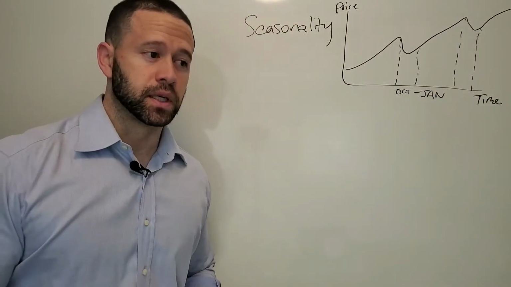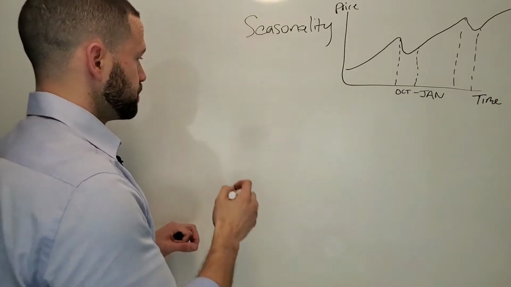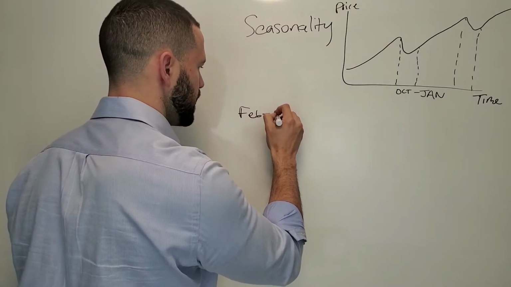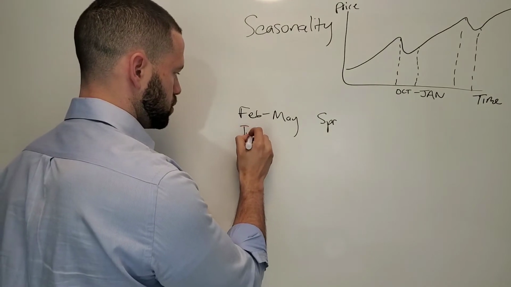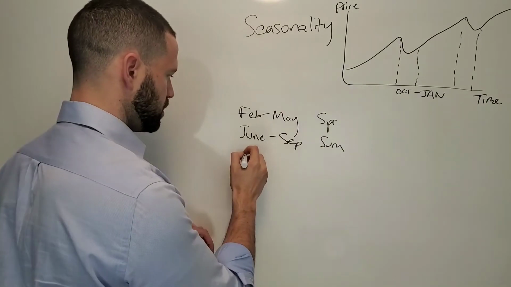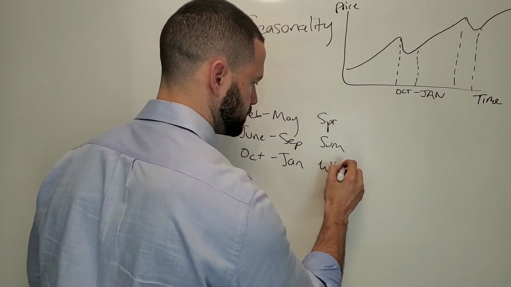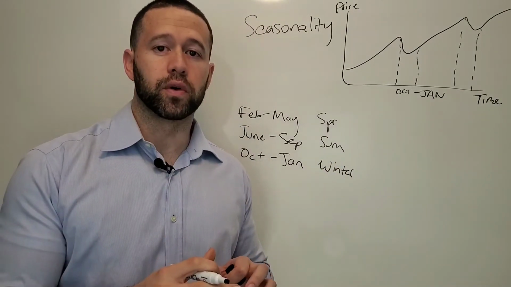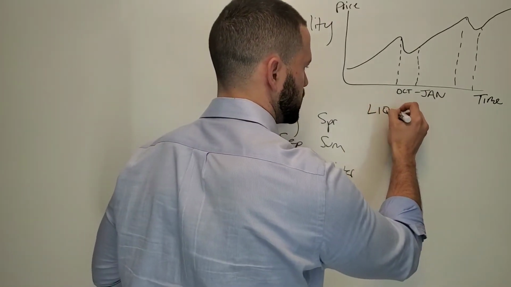That's the winter. Okay, so when we talk about seasonality in real estate, I think that there's 3 seasons, and here they are. February to May, that's spring. Then you have June to September, that's summer. And then you have October to January, that's winter. So the word that I want to focus on when we're talking about seasonality is this word. It's liquidity.